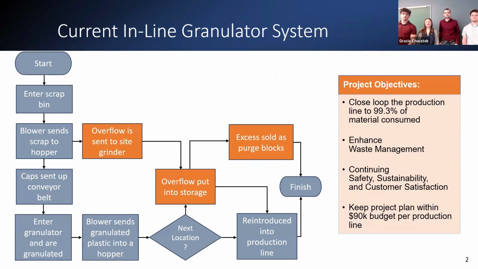and oil industry. Our project is focusing on their continuous molding machine production lines and improving the inline granulator system that they have on these lines. Currently, scrap starts by entering a bin off of the production line, and then a blower sends that scrap to a hopper. From here, the caps are sent up a conveyor belt and then enter a granulator where they're granulated.